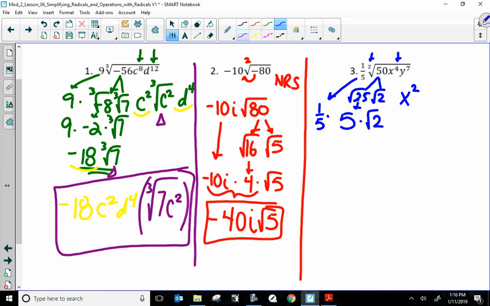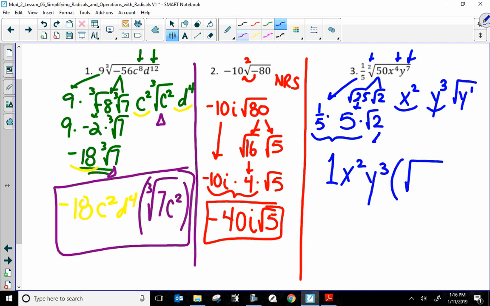2 goes into 7 3 times, so I've got y to the 3 that's out. And there's a remainder of 1. So y to the 1 remains in. And now it's just a matter of simplifying this. Okay, 1/5 times 5 is actually 1. That's on the outside. X squared is on the outside. Y cubed is on the outside. What's still in the radical? 2y.